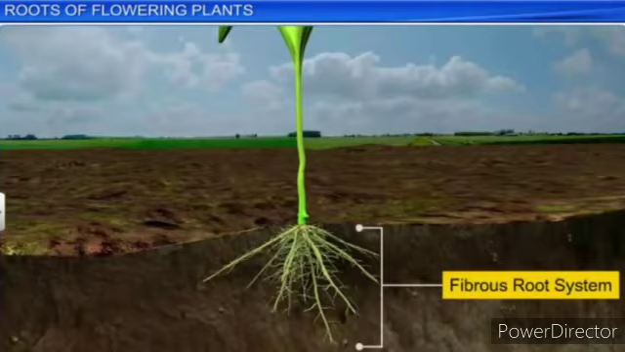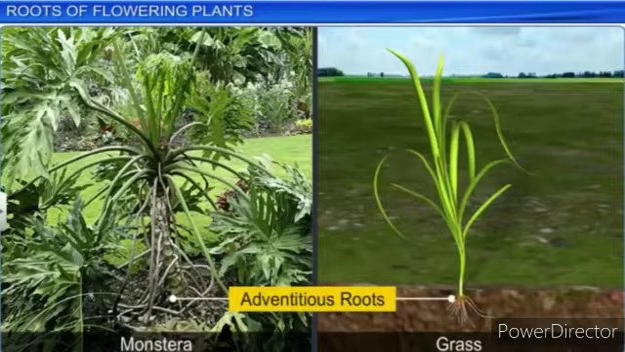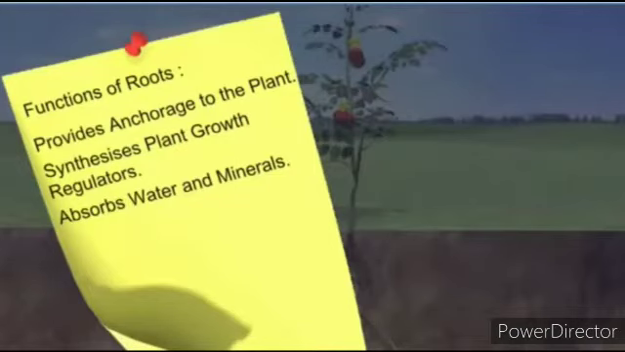Okay, the third root system is the adventitious root system. The taproot system and fibrous root system arise from the base of the plant. But adventitious roots are developed from parts other than the base of the plant. They may come from the stem or the leaf tip, different parts of the plant other than the base. These are called the adventitious root system. Examples are the ornamental plants.